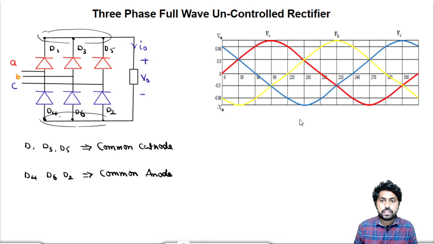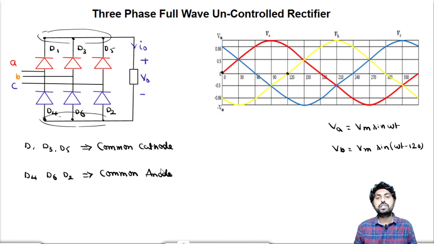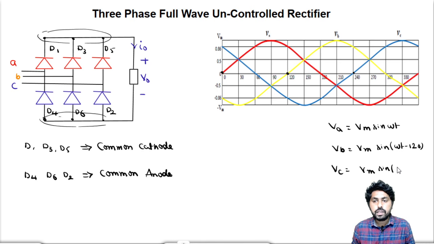So it is a 3-phase waveform. As we know, VAN equals Vm sin omega t. VB equals Vm sin(omega t minus 120). So VB starts from 120 degrees, while VA starts from 0 degrees, so it will lag A phase by 120 degrees. Similarly, VC will lag A phase by 240 degrees: sin(omega t minus 240 degrees).